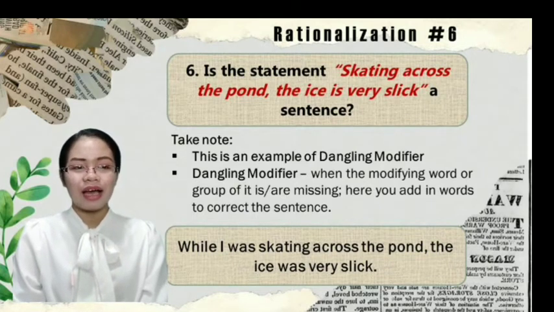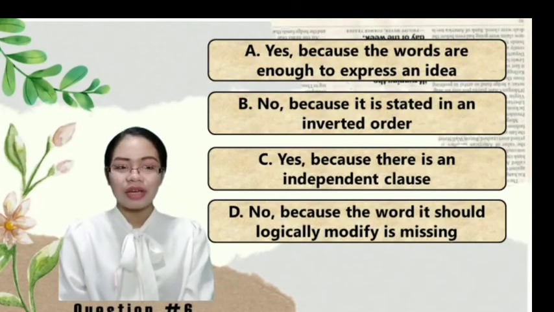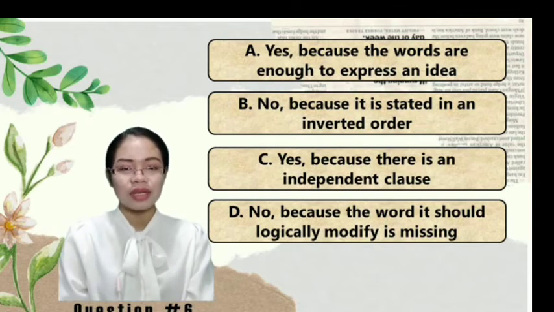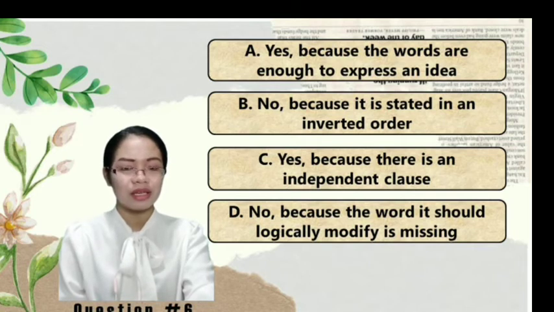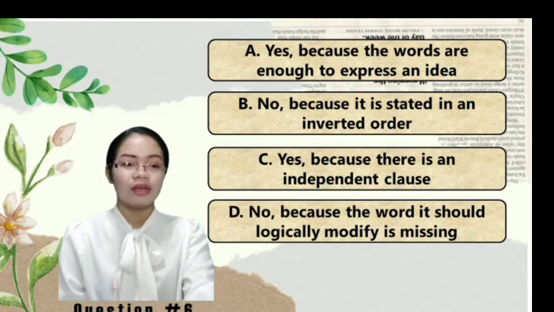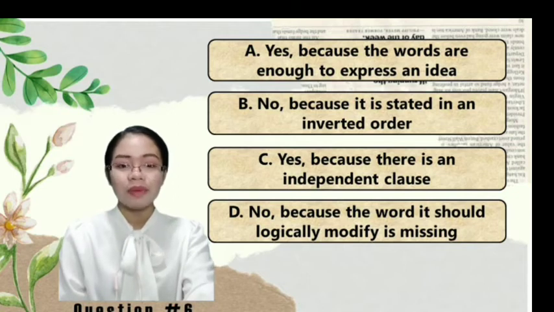Skating across the pond, the ice is very slick. Is it a sentence? Letter A, yes, because the words are enough to express an idea. So is it enough to express? It's no. So basically, there is something missing in this statement. Meanwhile, letter B, no, because it is stated in inverted order. There are also sentences that are stated in an inverted order, but they are called sentences because they express a complete thought. So letter B, it's wrong.